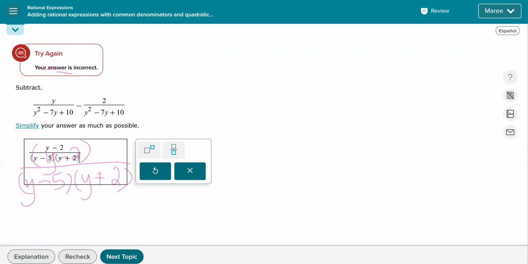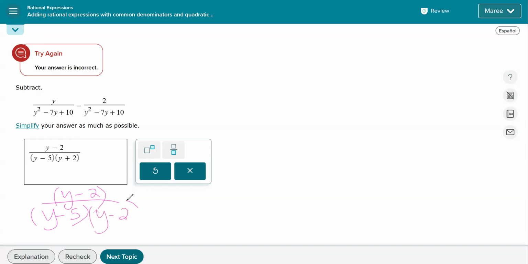Oh, no, it's not 5 and 2, because negative 5 and positive 2, when you add those, are negative 3. Okay, let's try again. Is minus 2 one of the answers? What about negative 2 and negative 5? Yes, because they add to negative 7, and those two multiply to positive 10. Okay, there we go. So it's 1 over.